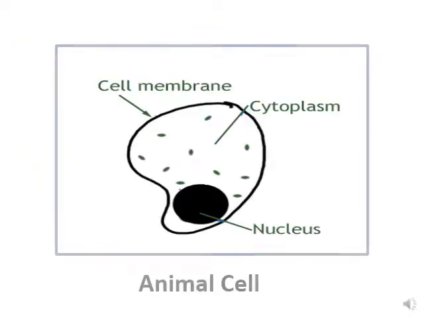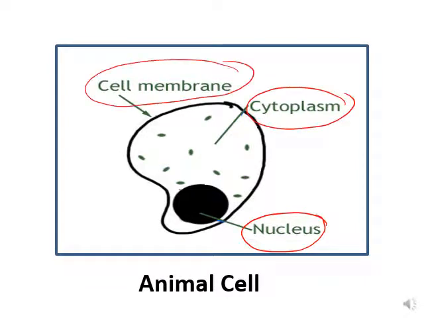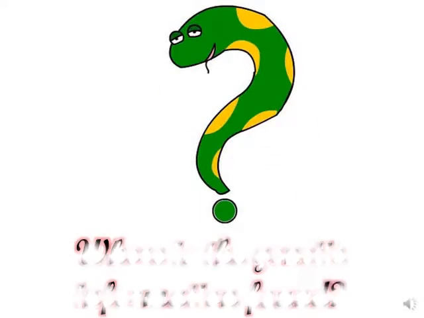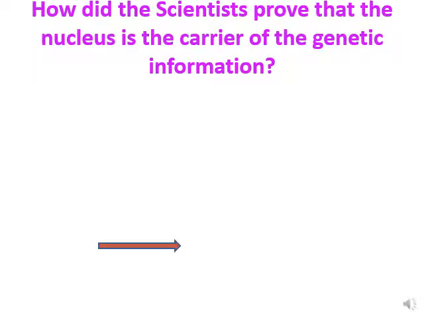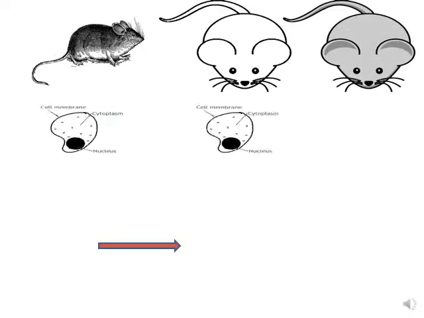Here we have an animal cell, including the nucleus, the cytoplasm, and the cell membrane. First, where is the genetic information found? How did the scientists prove that the nucleus is the carrier of the genetic information? They brought 3 mice, a black one, a white one, and a gray one. They extracted the nucleus from the black mouse.